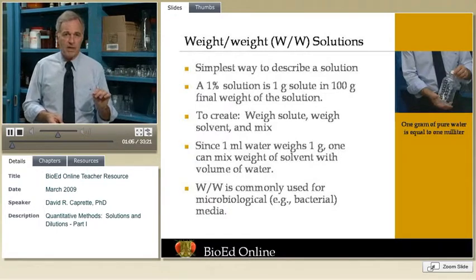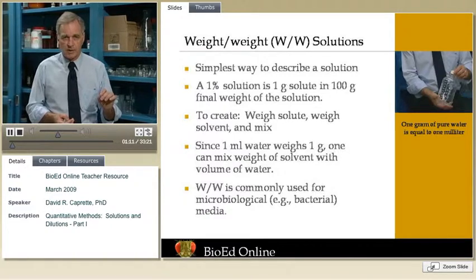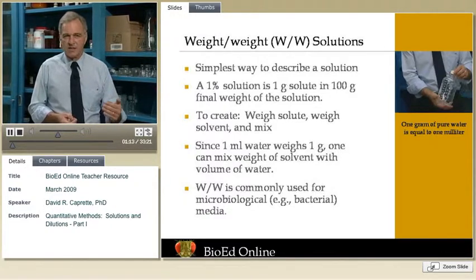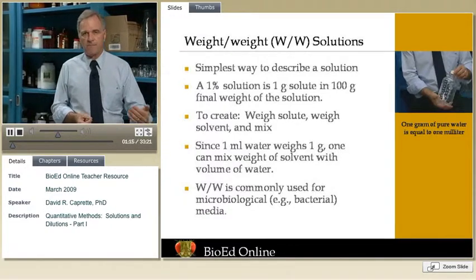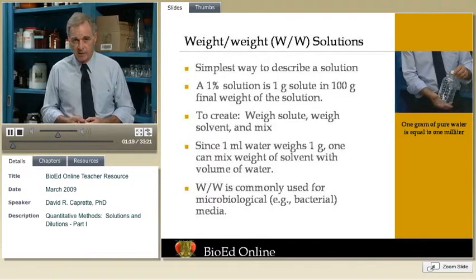One point I do need to mention, though, when we deal with weight in weight, is that the final weight that you wind up with for the solution is not the same as the final volume. If you have 100 grams of solution, that doesn't mean you have 100 milliliters.